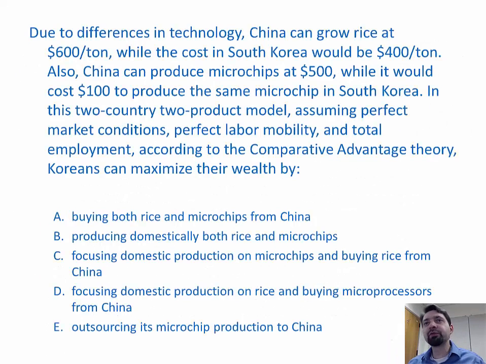So here is a question for you. Let's see if you will be able to give the answer. And the answer clearly is, even though South Korea in this scenario can make both products cheaper, it will probably be richer by focusing on making microchips and buying rice from China.